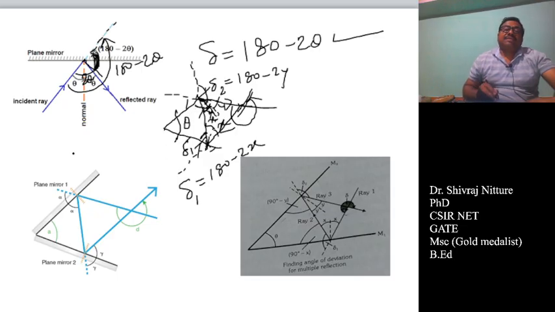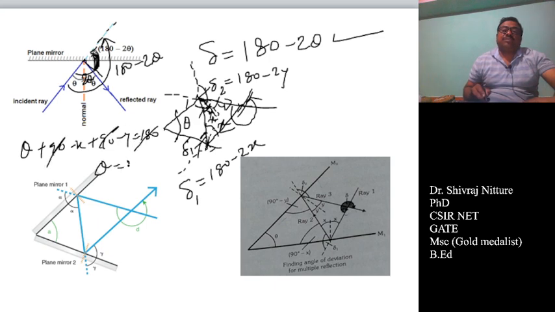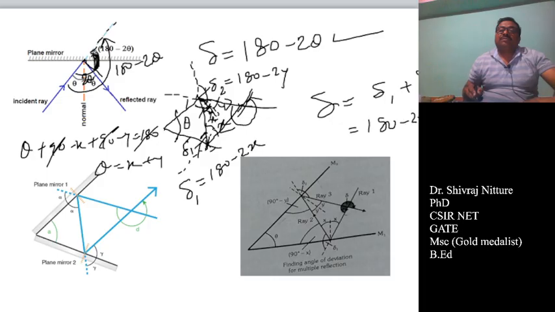How much is this? 90 minus x. In the triangle, theta plus 90 minus x plus 90 minus y is equal to 180. So this 90, this 90, this 90 cancels. Theta is equal to how much? x plus y. So total deviation delta is equal to delta 1 plus delta 2. What is delta 1? 180 minus 2x. What is delta 2? 180 minus 2y. So what do I do? I get 360 minus 2, taking 2 as common, x plus y. X plus y is theta. So 360 minus 2 theta.